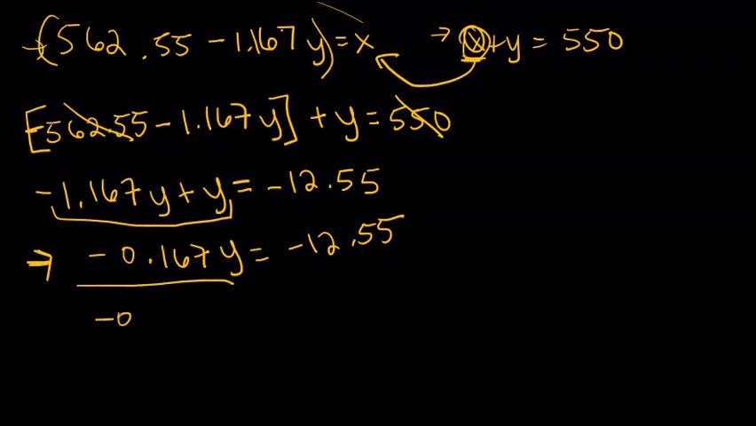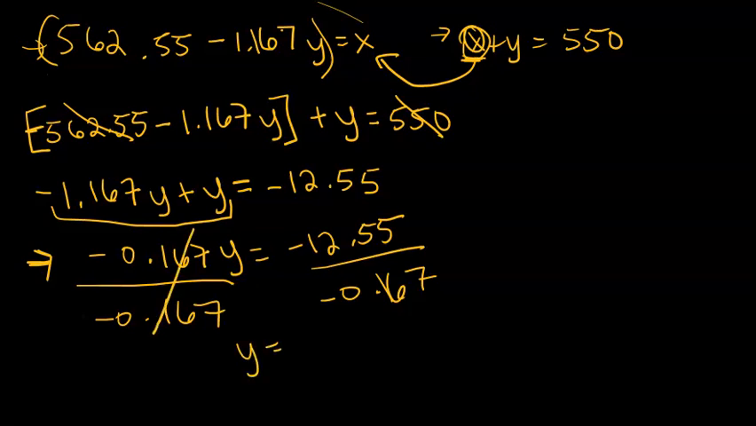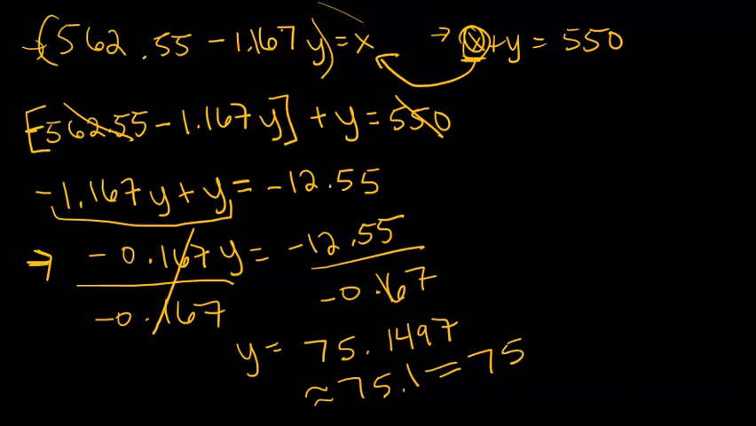I'm going to divide by negative 0.167, right? Let's go ahead and divide it. This becomes 1, so I have y equals, let me go ahead and get my calculator, negative 12.55 divided by negative 0.167. It leaves me with a positive 75.1497. It looks like I can round it, so let's say 75.1, so we'll just make it 75. So it looks like the answer is 75.